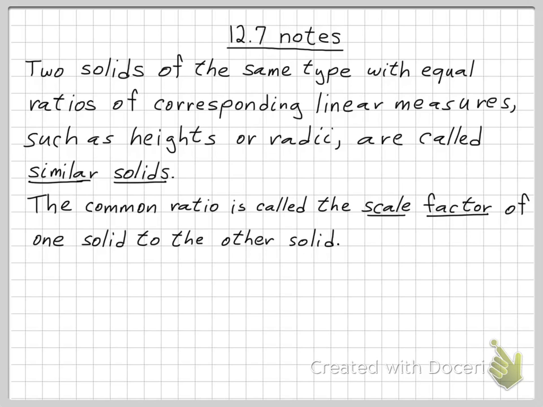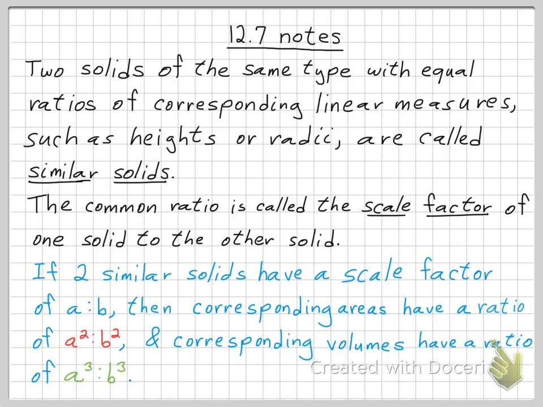And this next part that I've written in blue is really important. It's what you're going to be using to solve these types of problems. So if two similar solids have a scale ratio of A to B, then corresponding areas do not have a ratio of A to B. They have a ratio of A squared to B squared. And corresponding volumes do not have a ratio of A to B. They have a ratio of A cubed to B cubed.